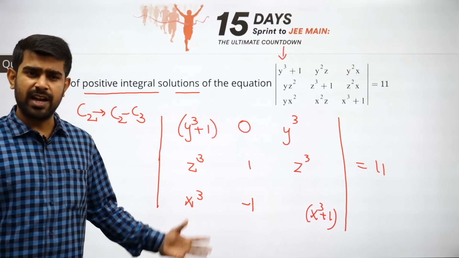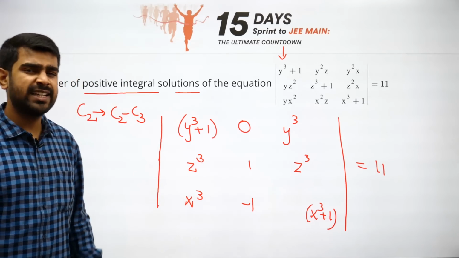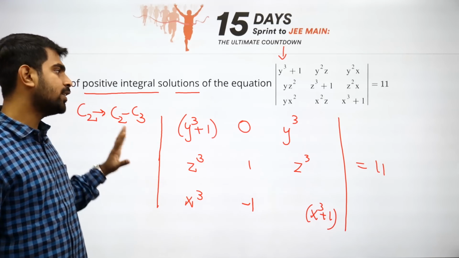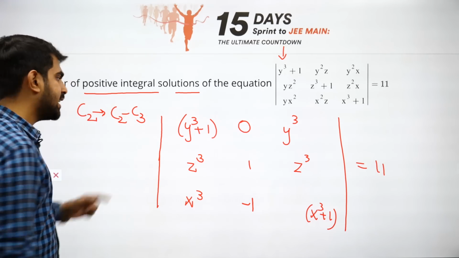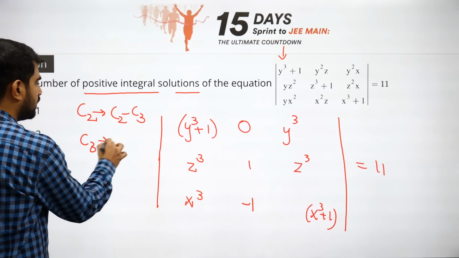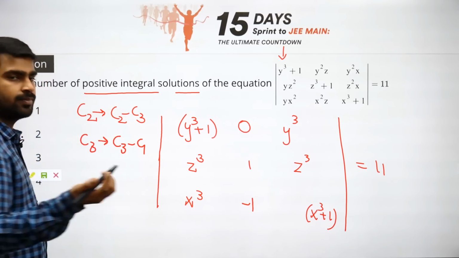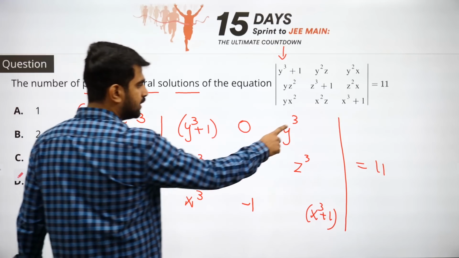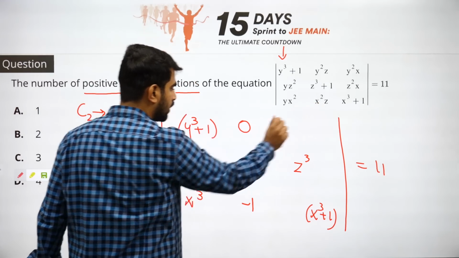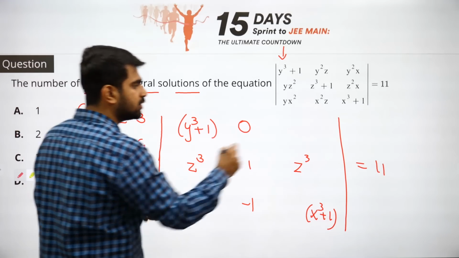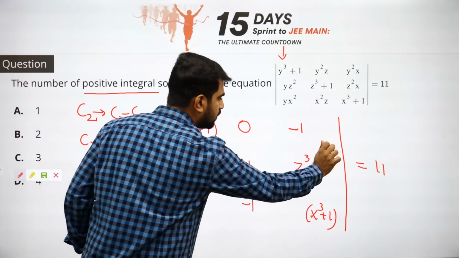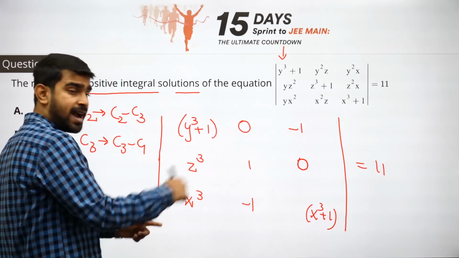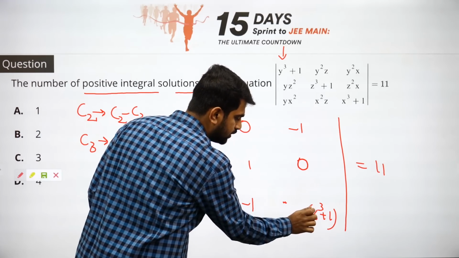Now, I am not happy with this. I want to bring in more zeros. So let us see where I can do that. Now, what do you think can be done? Can I change C3 to C3 minus C1? I can do that, right? So what will happen here? This will become y cube minus y cube plus 1, which will be minus 1. And then z cube minus z cube will be 0. And then x cube plus 1 minus x cube will be 1.